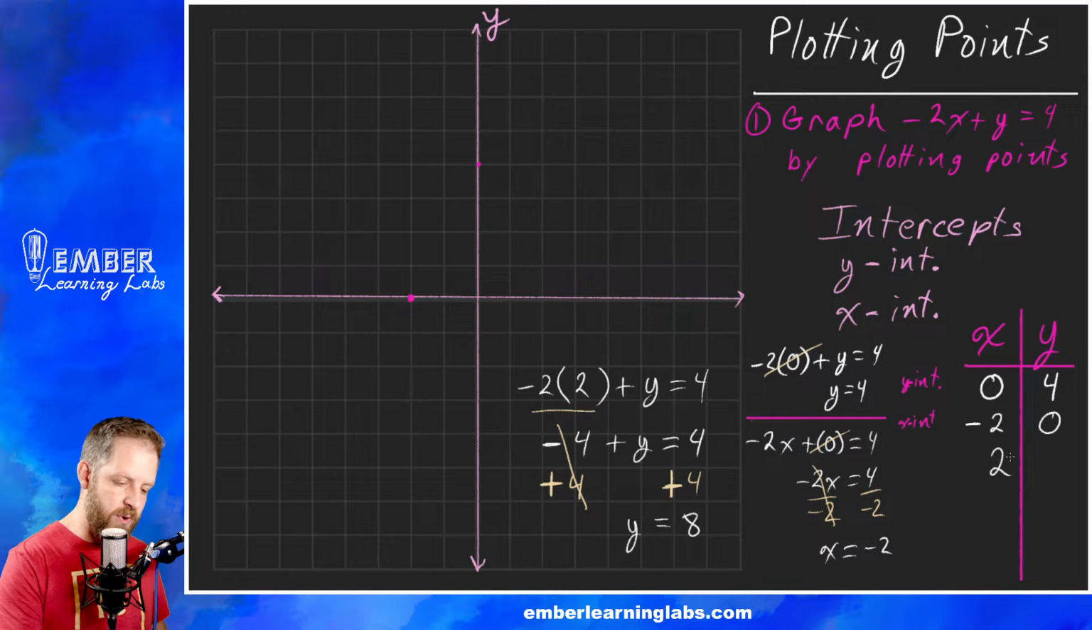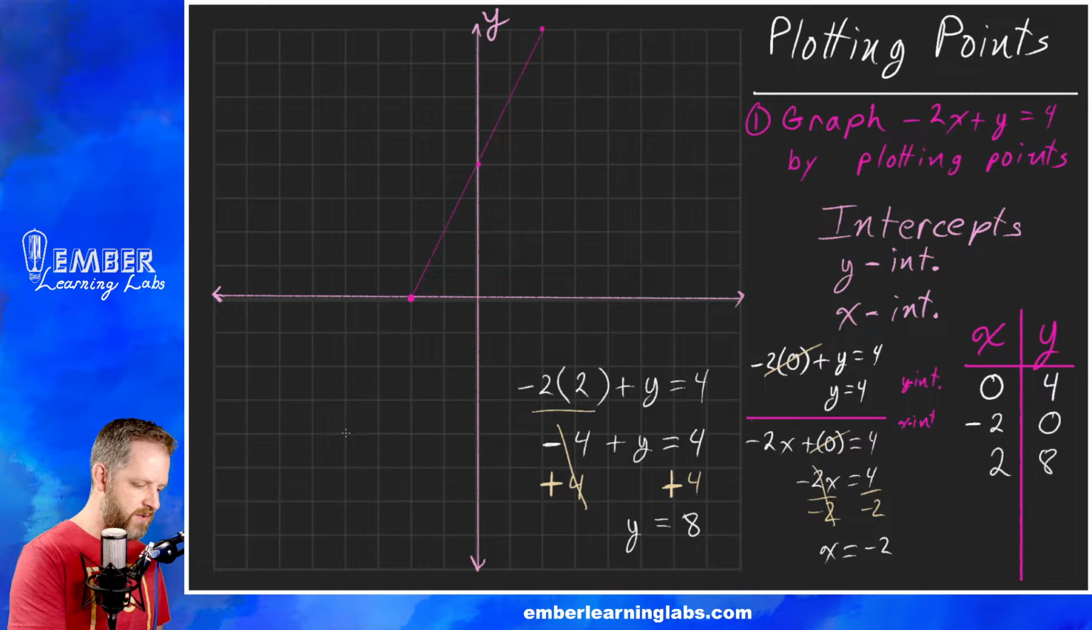So we're going to plot the point 2, 8. There we go. So we're going to go over here and go over 1, 2, and then up 1, 2, 3, 4, 5, 6, 7, 8. Plot a point. Now all we have to do is connect the dots, and we've got a line.